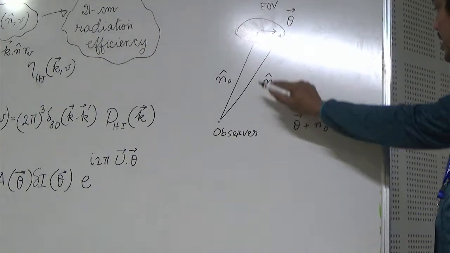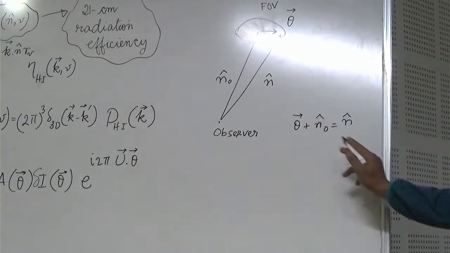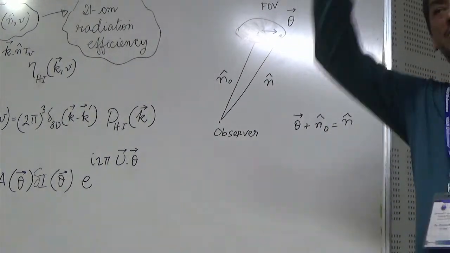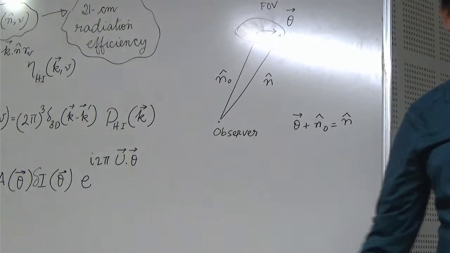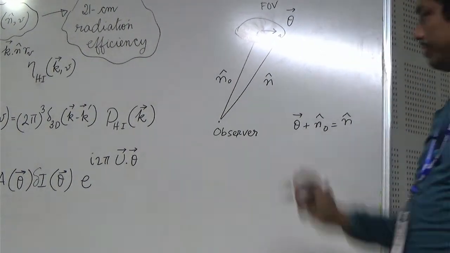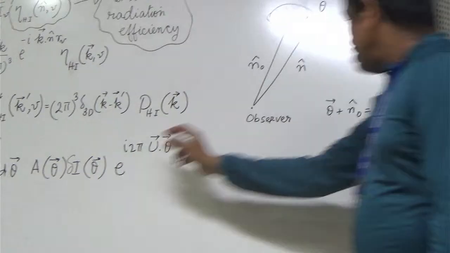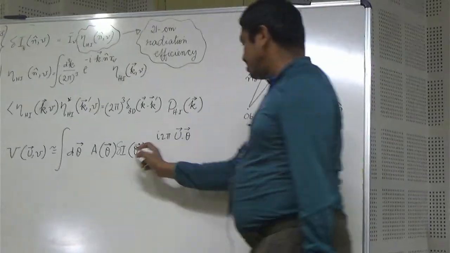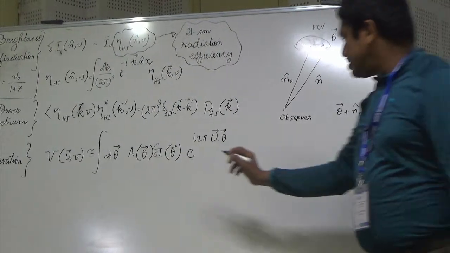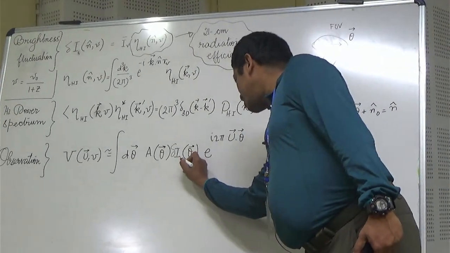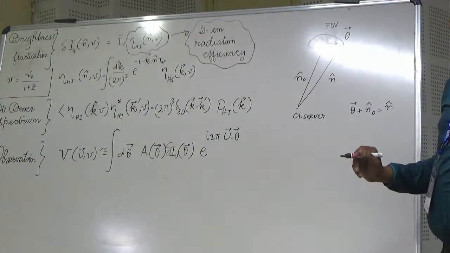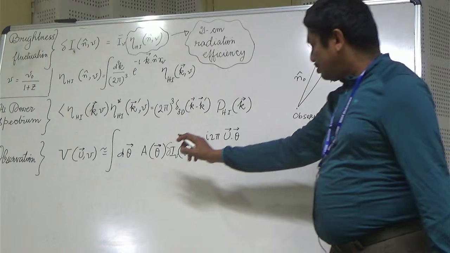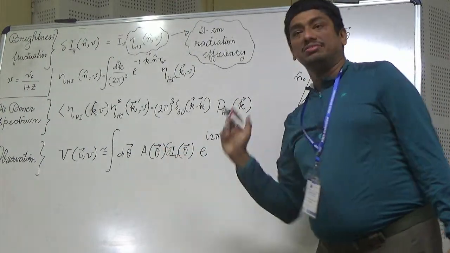If I look at any direction in that small field of view, and I call that direction n cap, that n cap I can write as n0 plus a vector which is transverse in the sky, in the sky plane, that I call theta. And then the specific intensity, which I can write in terms of n cap, I can also write in terms of theta, because n0, as I said, is fixed to the sky. Then the observed quantity, which is visibility, is related to that specific intensity.